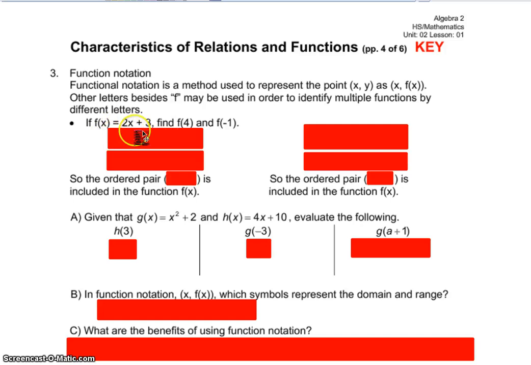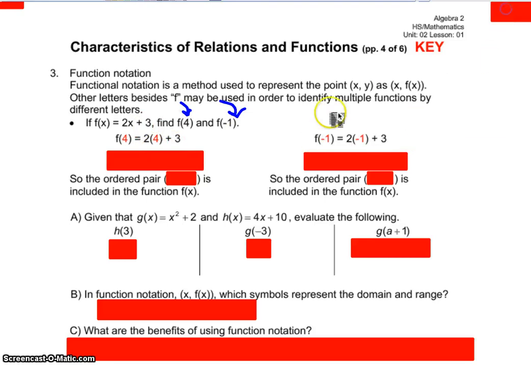If you have f of x is equal to 2x plus 3, and they want you to find f of 4 and f of negative 1, they want you to put this number in for x and solve, and then do it again with this number. So you're going to have two answers. You would say f of 4 means 2 times 4 plus 3. And then over here, f of negative 1 is equal to 2 times negative 1 plus 3.